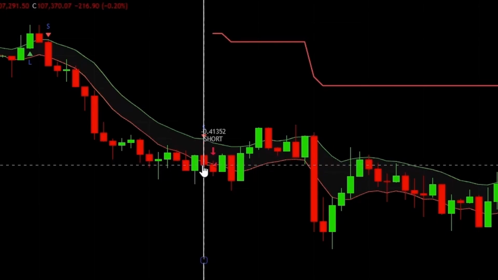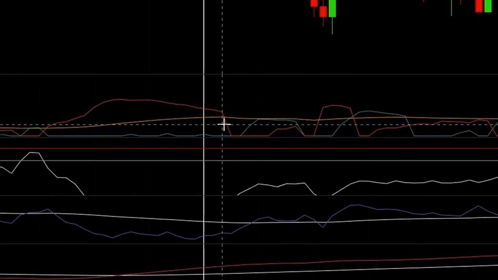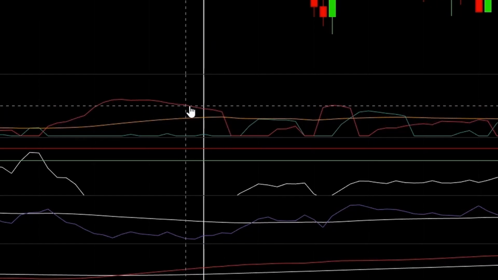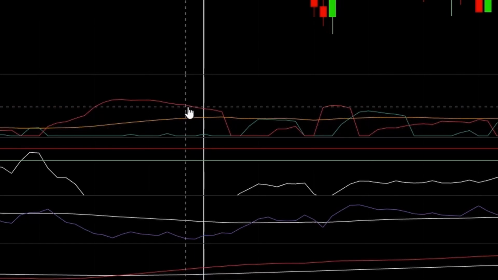But that's not enough, of course, for this entry. We have 4 more filters to check. So first of all, our Andean Oscillator. On the Andean Oscillator, for a valid short entry, we need to see that the red line of the Andean is above both the yellow line and the green line. This confirms that we are in a good bearish trend.